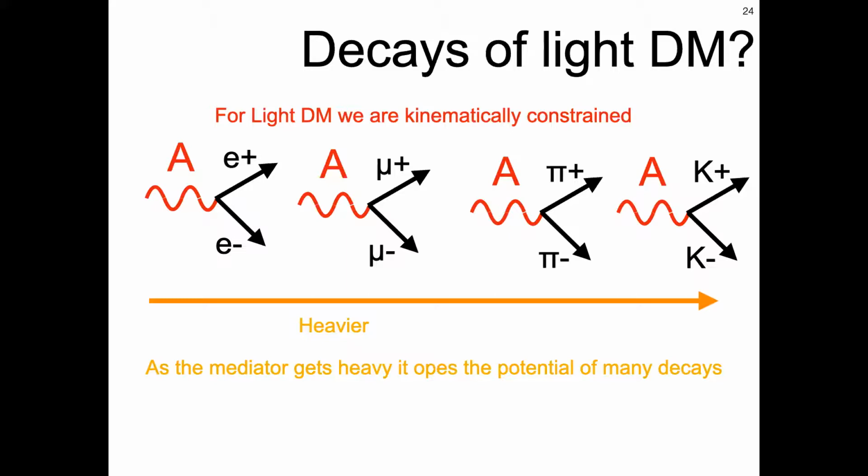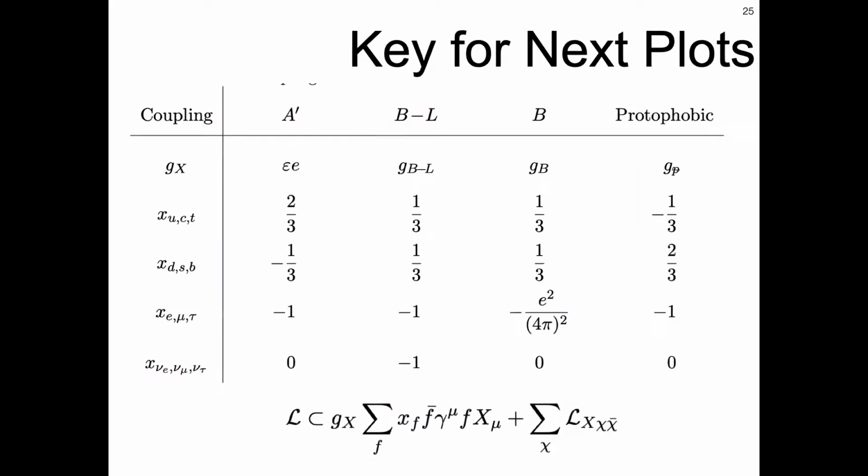Once the dark photon is heavier than 2 times the muon mass, so 210 MeV, it can decay to muons. Once it is heavier than 2 times the pion mass, it can decay to pions, and kaons when it's even heavier, and so on. So as the mediator gets heavy, you can get more decays. I'm just going to show a few dark photon models, and I'll show the branching ratios just to give you some intuition.